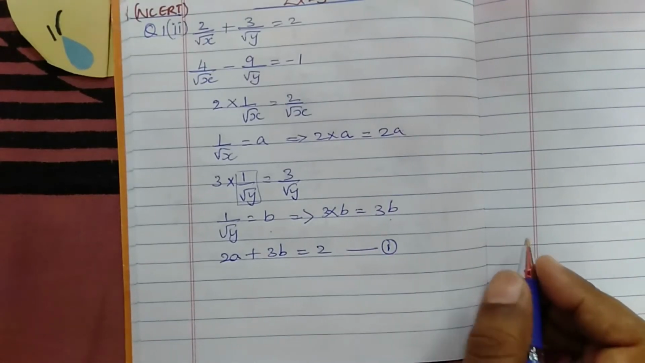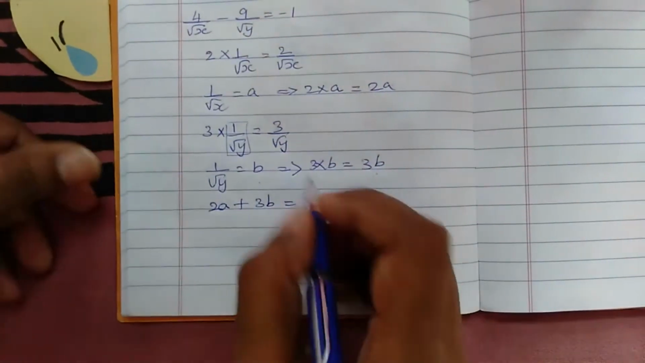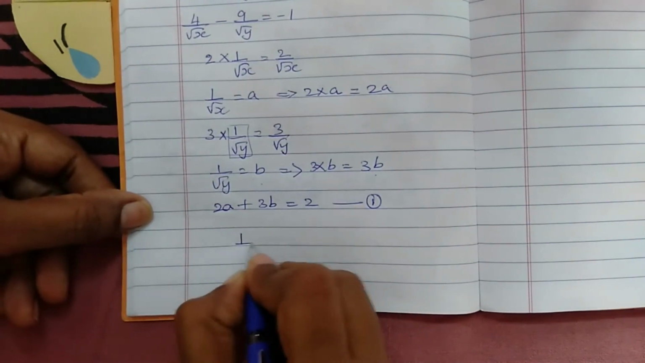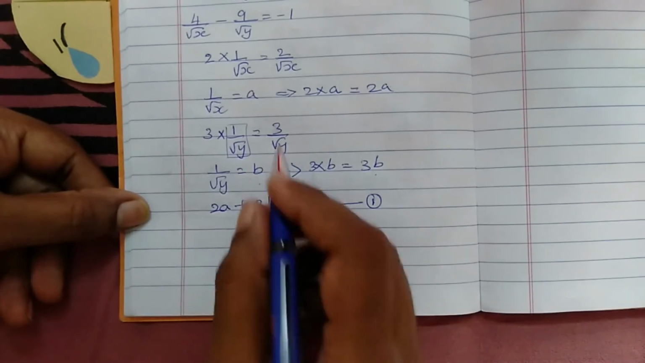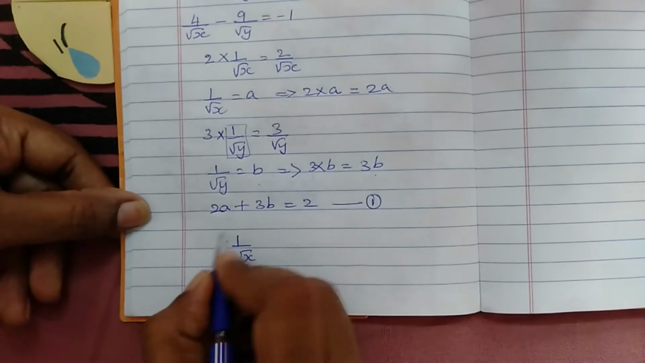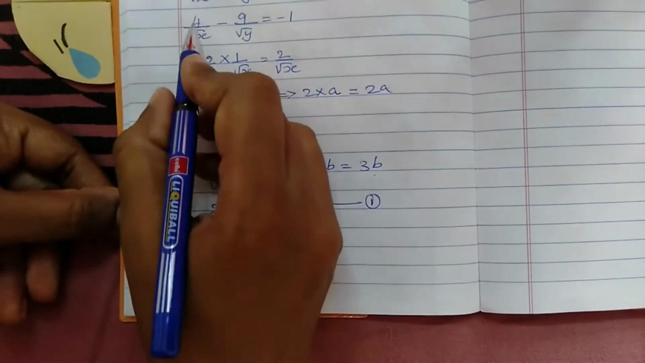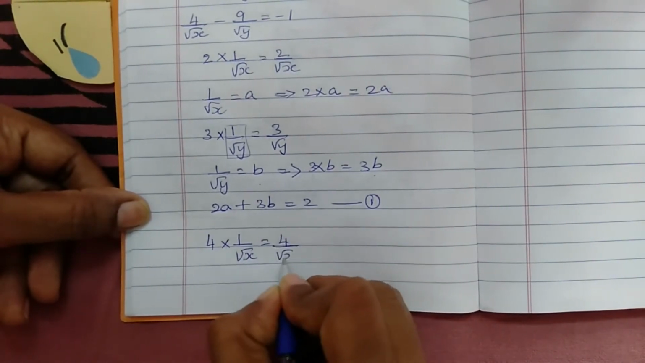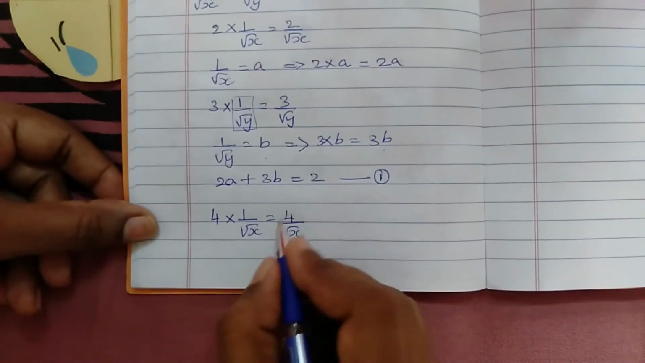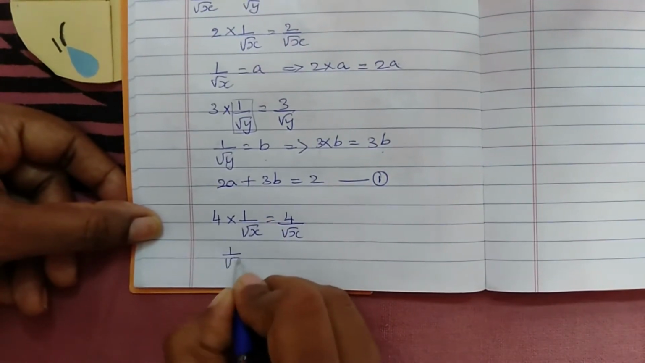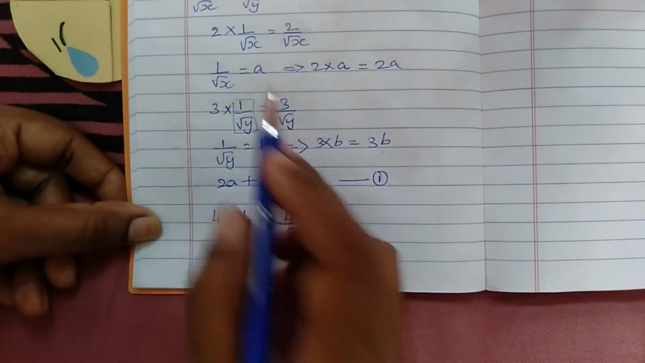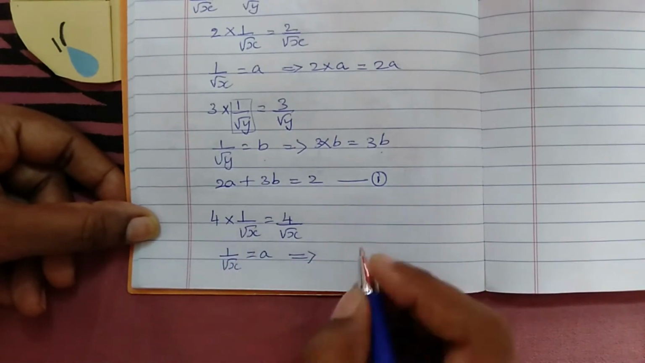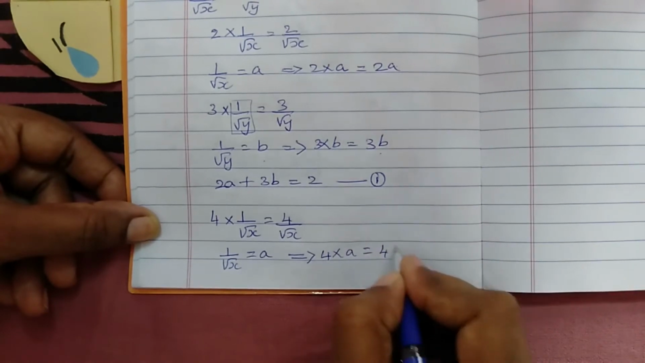Your first equation. Now, let's go to the second equation. The first term is 4 by root x. Let's split it in the same way. You want a 1 by root x for giving it this value a. The remaining number is 4 because you want a 4 in the numerator. So 4 into 1 by root x is 4 by root x. We have given 1 by root x the name a, so let's give the same name here. When we replace a here, 4 into a is equal to 4a.